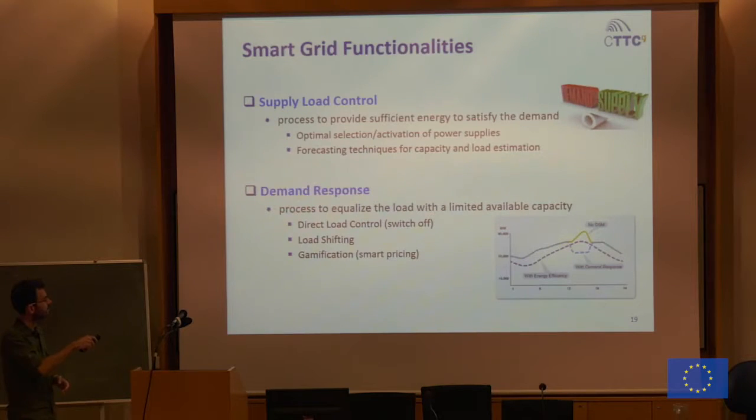And then another function that is really important for our purpose, as we will see later, is demand response, which is the process to equalize the load when I have a limited available capacity. To give some examples, one is what is called direct load control. So actually switching off some facility that is not needed at a given point in time because I do not have energy. Another one is load shifting. Load shifting is about shifting the load to a different time.